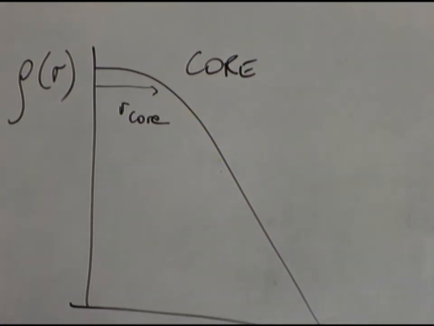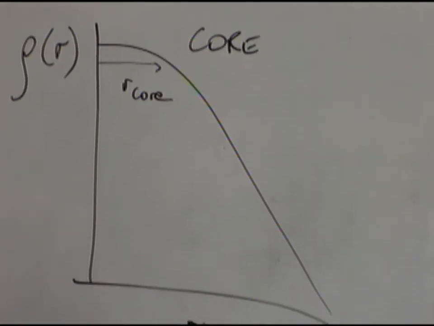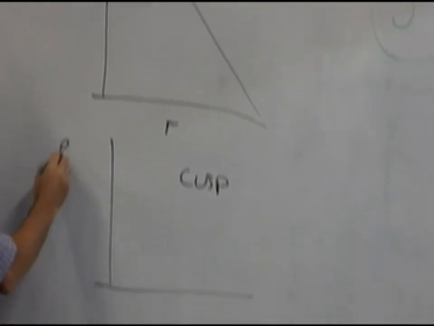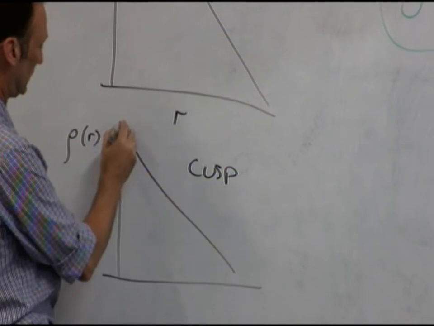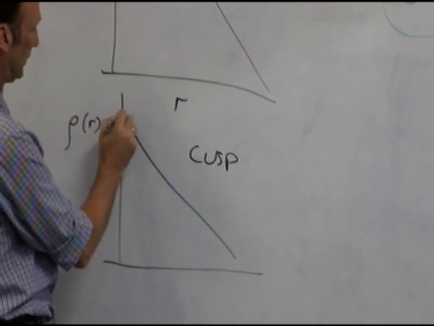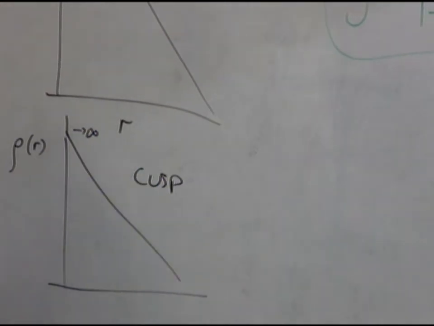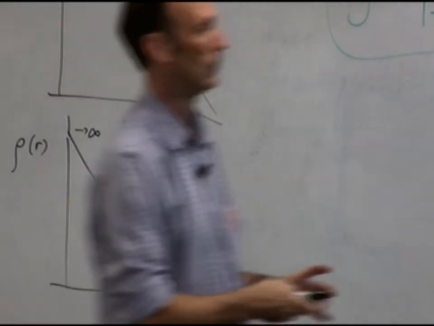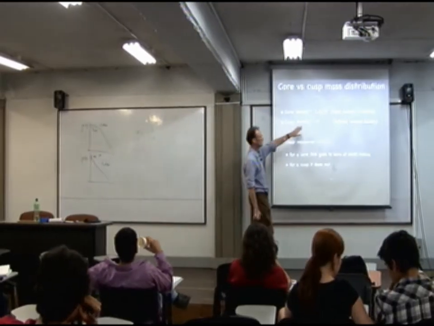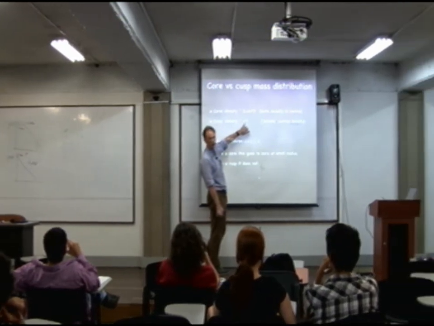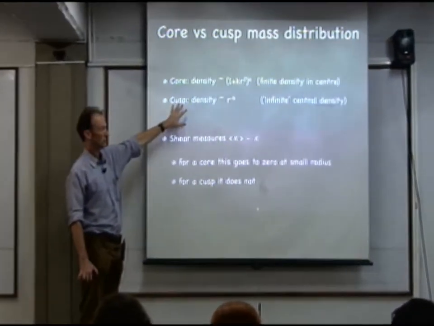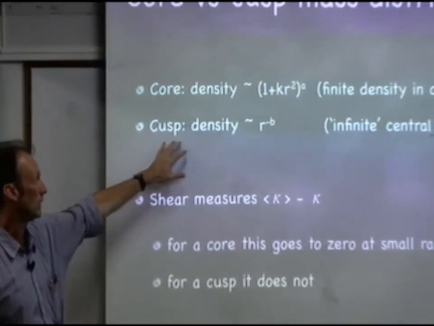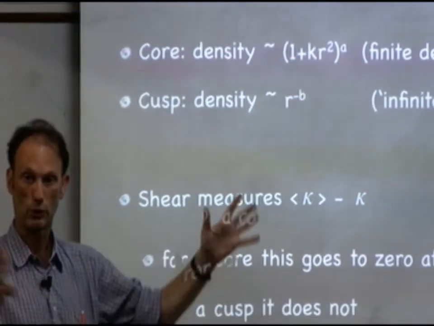Or you can have a cusp. And a cusp is a case where the density, at least as far as you can see with your limited resolution, is singular. So the density formally goes to infinity. At small radii, it goes like a power law, which gets larger and larger as you get closer in. And cold dark matter simulations predict these very high densities in the center, because the cold dark matter basically collapses and collapses and doesn't have any pressure.